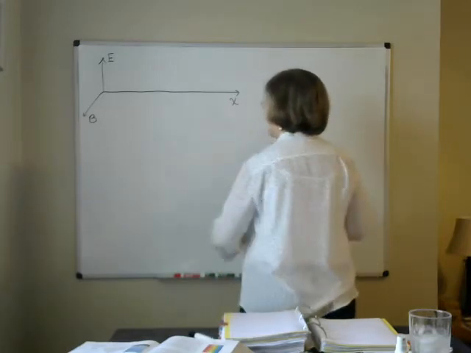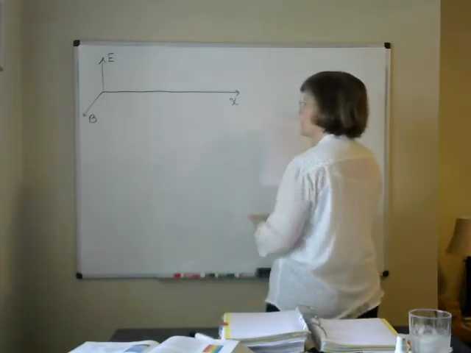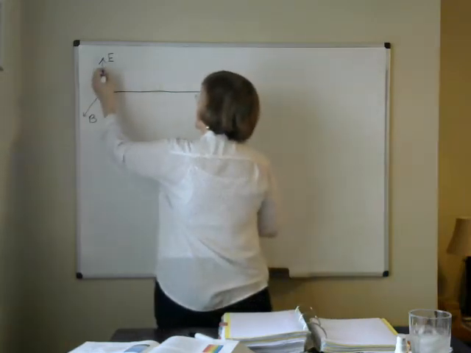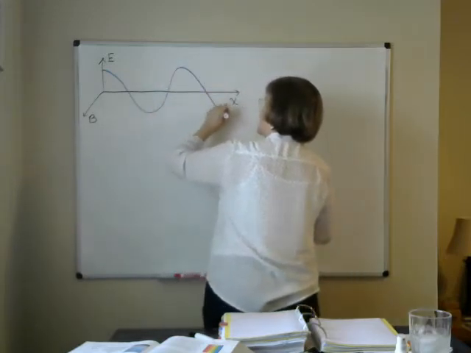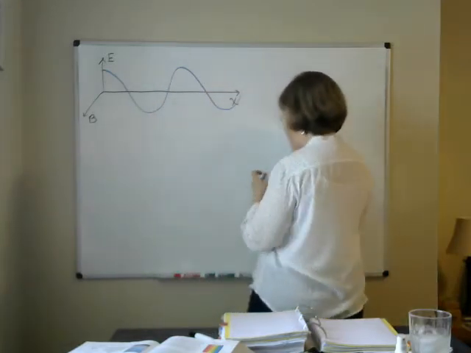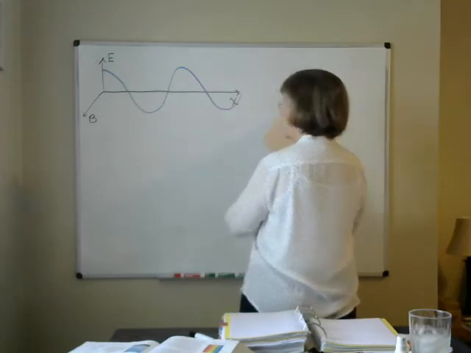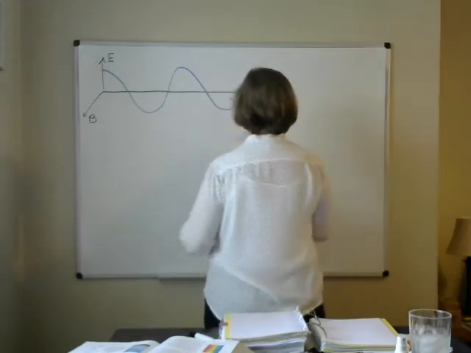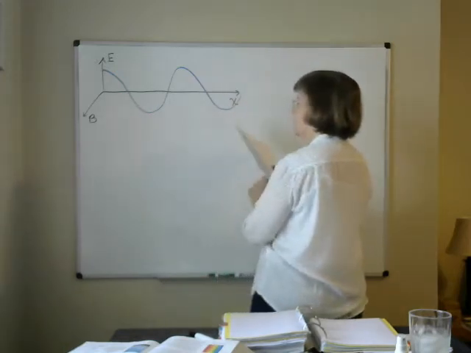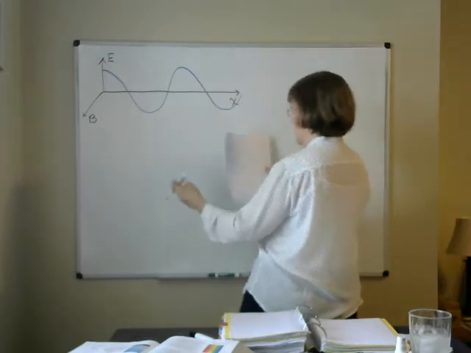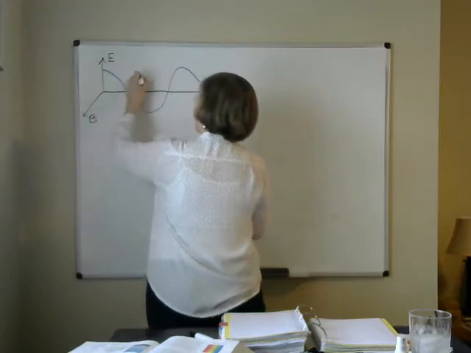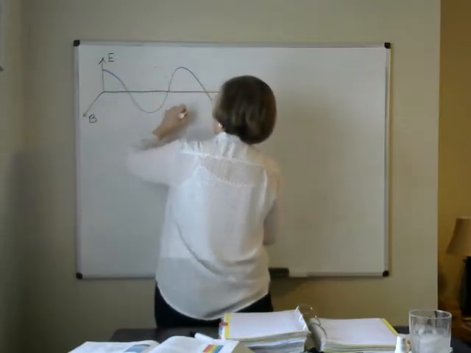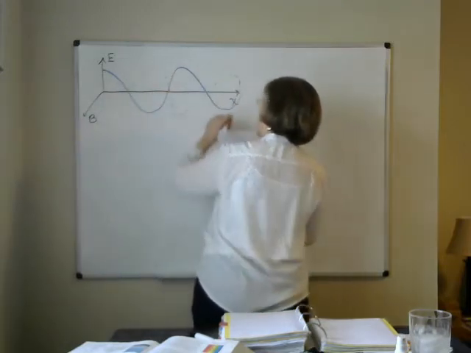If we let the electric field be drawn in blue, the electric field as I'm drawing it at this point is oscillating up and down like this. And our magnetic field would be oscillating in and out of the board. But I'm not really interested in much of it. I'm just going to draw it here, something like this.